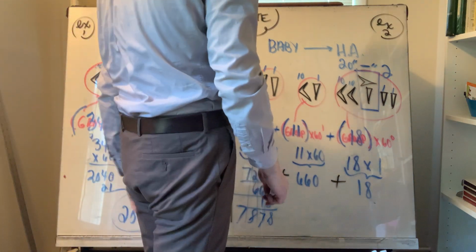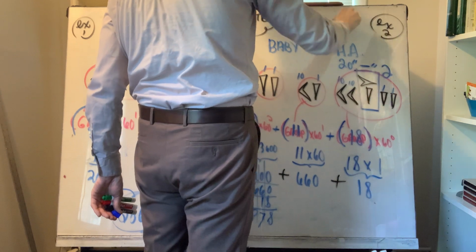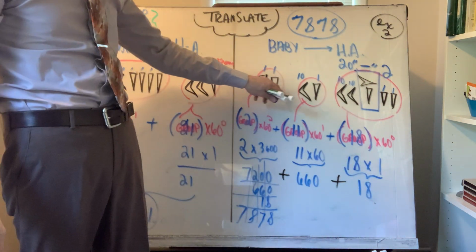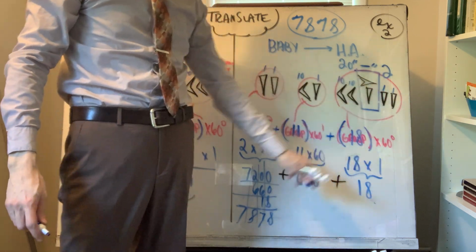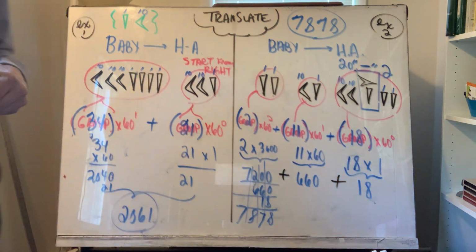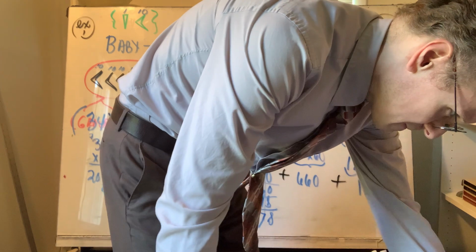So what you should get for this is 7,878, which is wedge, wedge, boomerang, wedge, boomerang, boomerang, flukerang, wedge, wedge, wedge. 7,878. 7,878. It's funny, isn't it?